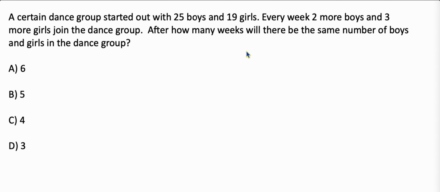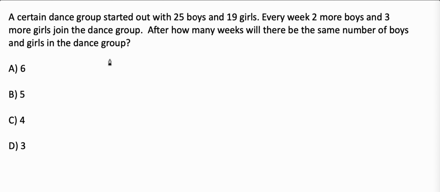Today we have a word problem, and the problem is like this. A certain dance group started out with 25 boys and 19 girls. Every week 2 more boys and 3 more girls join the dance group. After how many weeks will there be the same number of boys and girls in the dance group? Okay, so that is the question.